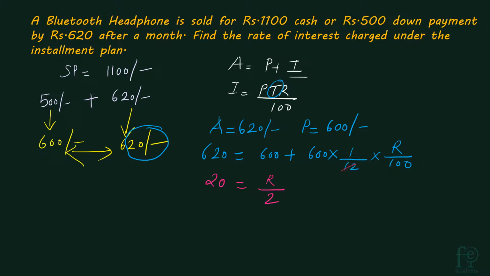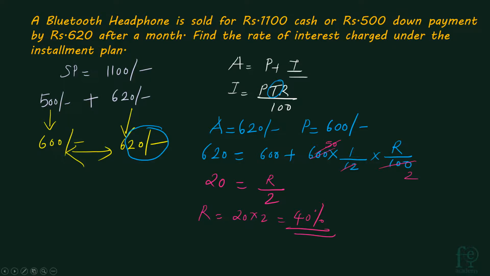Okay. So here you are cancelling 12 and 50, and here 50 and 100. When you cancel, you will be getting 20 is equal to R by 2, or R is equal to 20 into 2, which gives you 40%. So 40% is the interest charged under the installment plan. You might have seen questions from EMI or monthly installments or likewise. This is a very basic question under the installment plan.